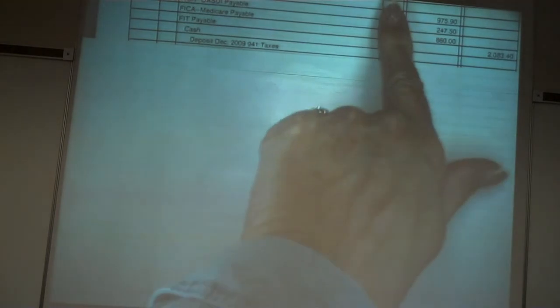2012, January 15th, we pay on the 15th day of the next month. You won't have these numbers yet, because mine's already posted. All right, so we have the FICA OASDI payable, $975.90. Do you see where that number came from? Yes. Okay. Then we have the FICA Medicare payable, $247.50, and we have the federal income tax.